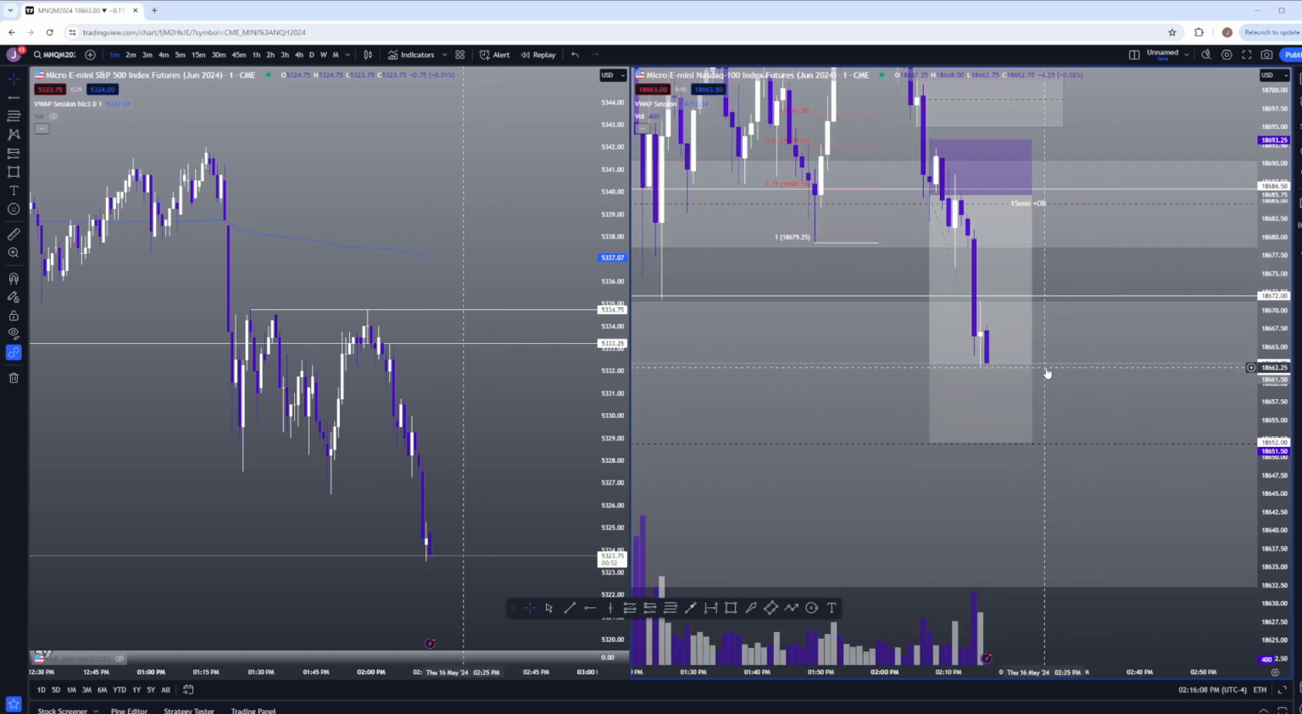All right, another 1-minute order block. So here I'll sell a few more runners. I'm going to move my stop into profit at this point. I'm going to move it down to 18,681.25.